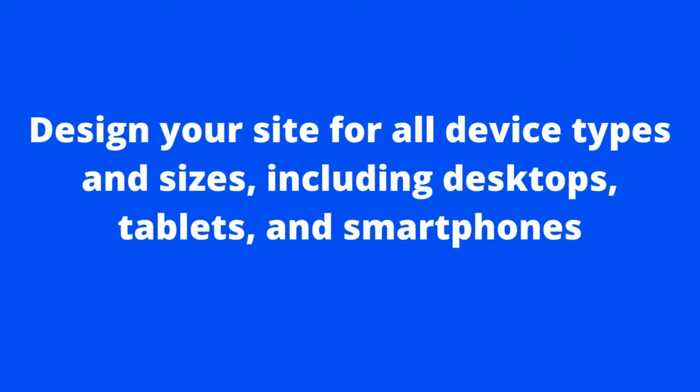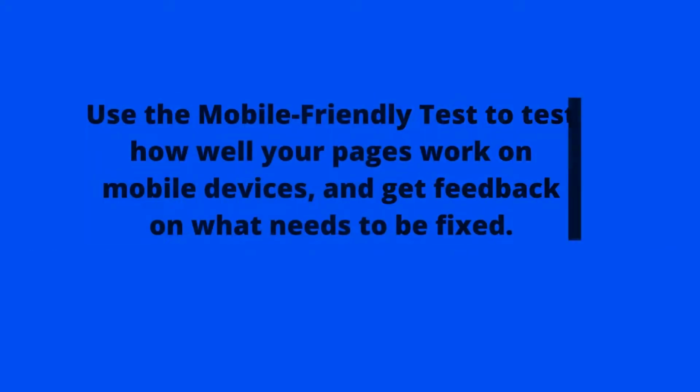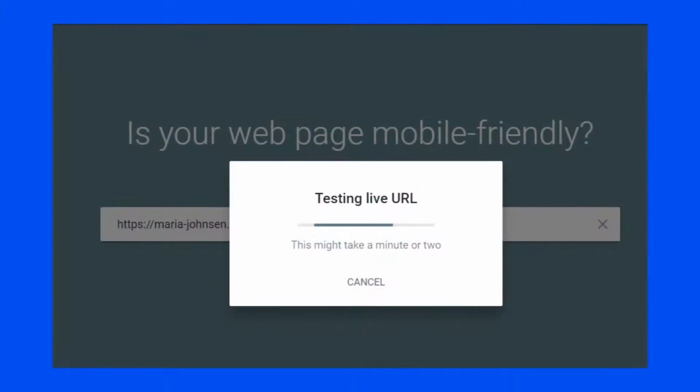Try to design your site for all device types and sizes, including desktops, tablets, and smartphones. Use mobile-friendly tests to test how well your pages work on mobile devices and get feedback on what needs to be fixed, because when you do the PageSpeed testing, you will get feedback from Google automatically on what's wrong with those elements on your page that decrease the page speed of your website.